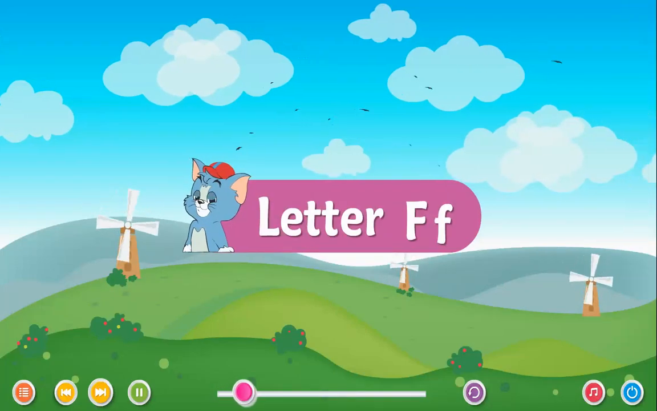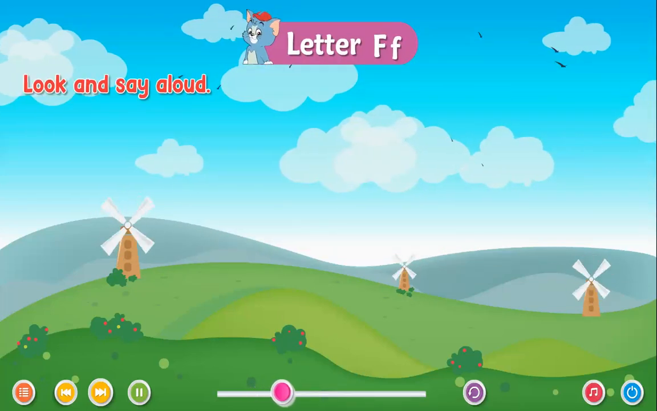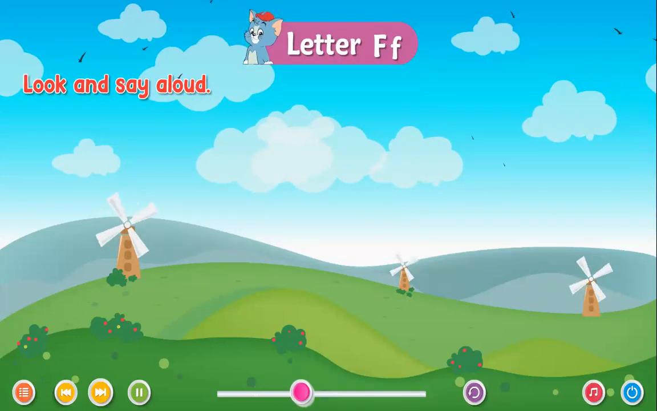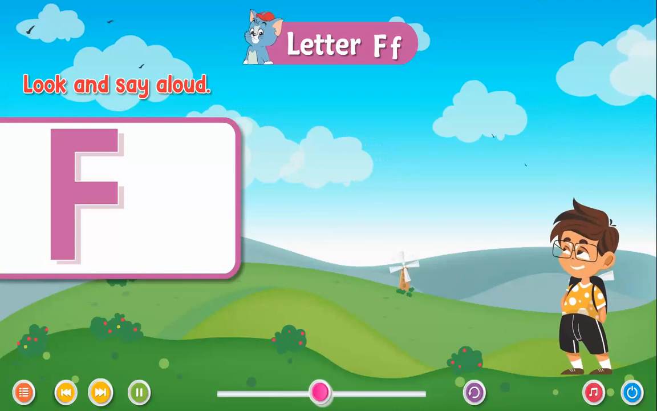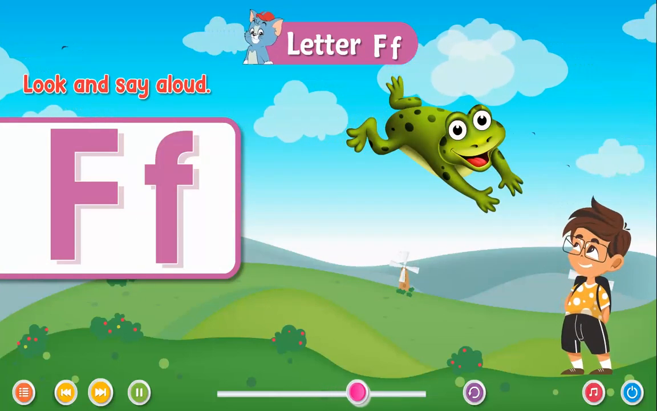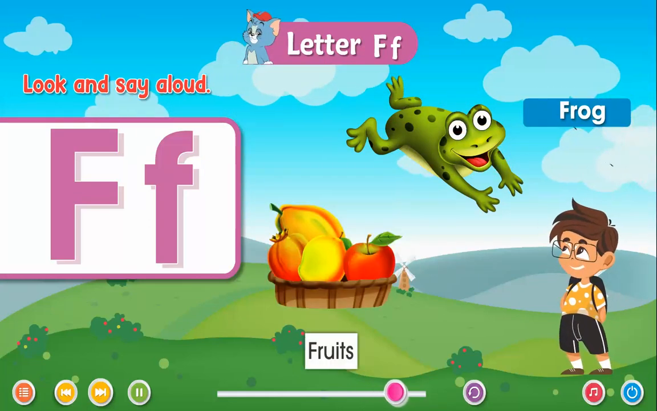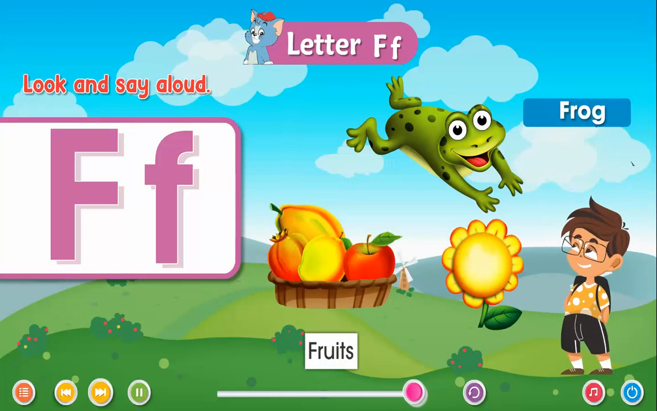Color the letter capital F, small f. Look and say aloud. Capital F, small f. F for frog. F for fruits. F for flower.